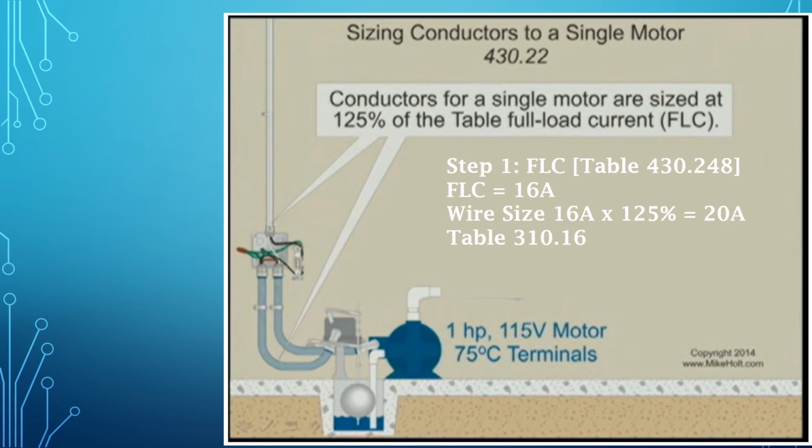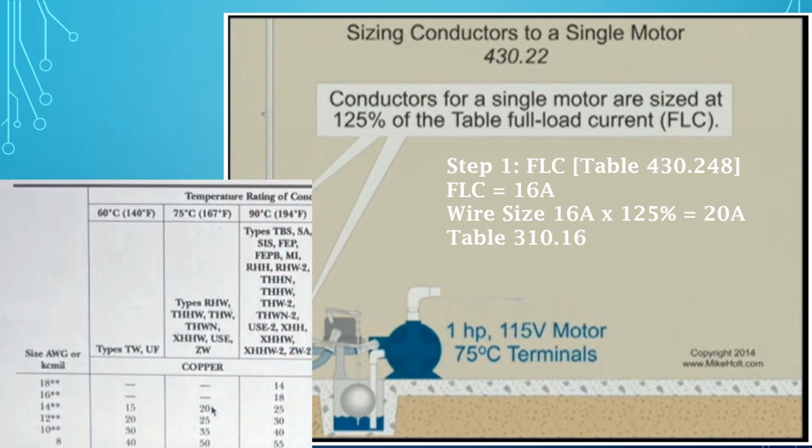So we're going to go to Table 310.16. If you've got your book, flip to 310.16. Practice doing that. We're going to find the 60-degree column that's good for 20 amps. That's going to be in number 12.